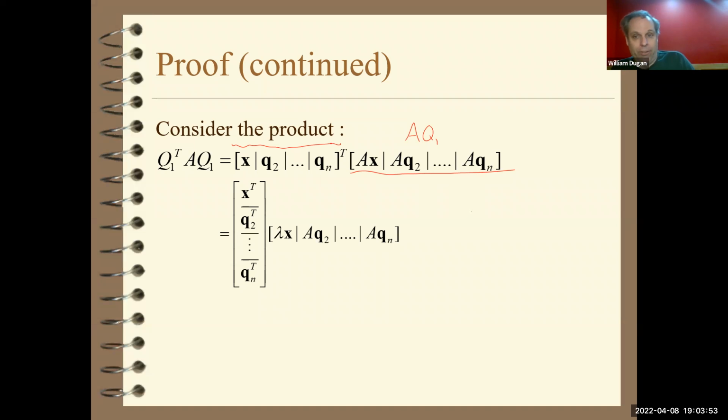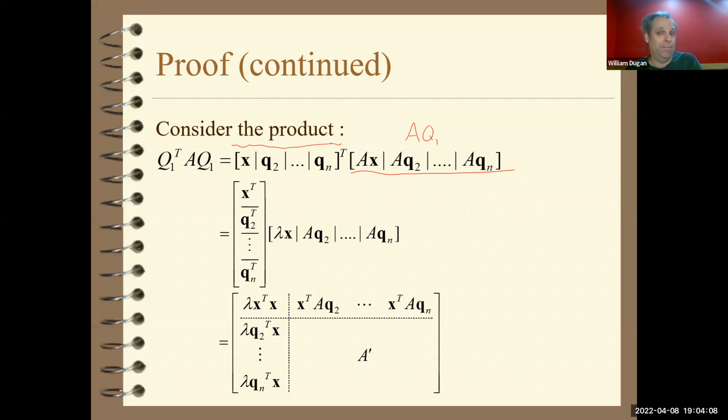Now I'm going to do that multiplication. Notice that the way I've written the matrices, the first matrix is in row form and the second matrix is in column form, so I can use row-column multiplication. I'll write down the answer in this format. The only thing I care about actually is the first row and the first column. The rest of it we're going to call A prime. It's just some matrix. We completely don't care what it is.